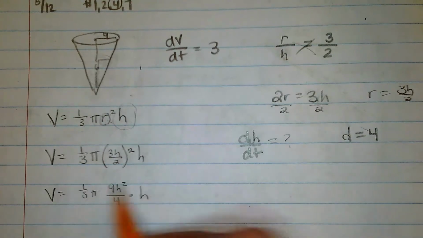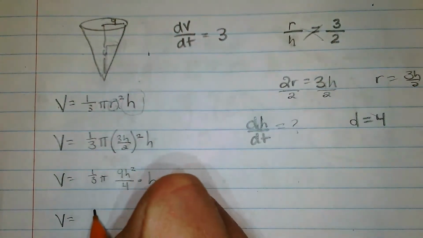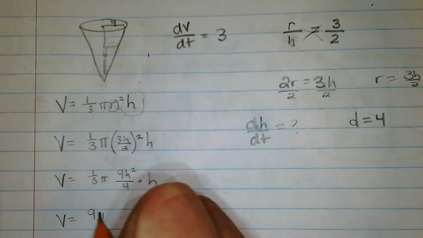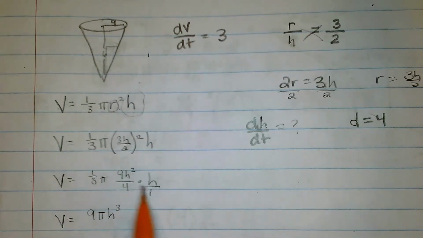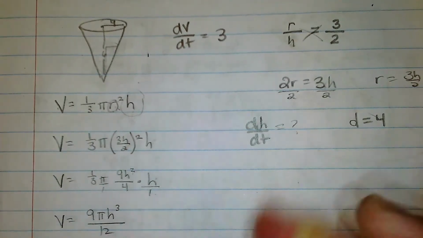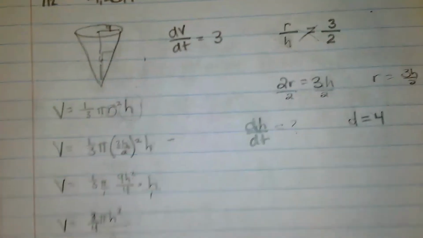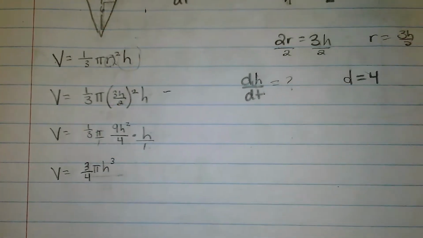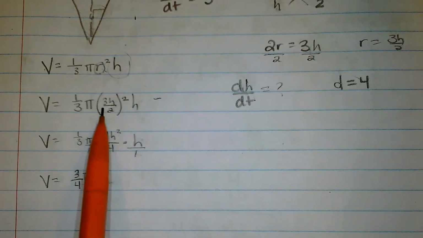And so when I clean this all up, it's 9 pi h cubed. This is over 1, so 9 pi h cubed all over 12. And that was silly because 9/12 is 3/4. So there's a different version of my volume formula, knowing that r always has to be 3h over 2.